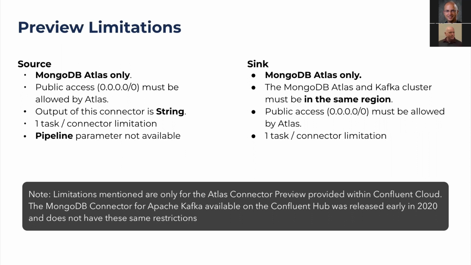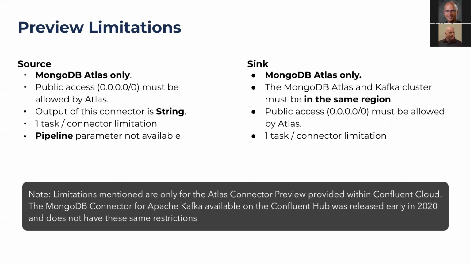And also for the source, just in order to get this functioning correctly, we've removed the pipeline parameter. So the ability to query Atlas in more detail or to build an aggregation pipeline on the Atlas side and specify that on the Confluent Cloud side isn't there on the preview. It should be there before the GA.